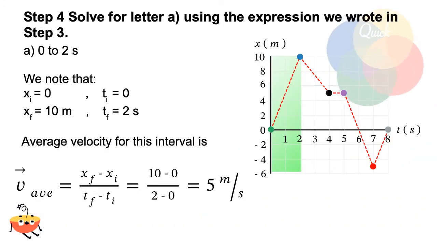Step 4. Solve for letter A using the expression we wrote in step 3. Take note that both x and t initial is 0, since the particle started from 0 reference, while x final is 10 meters and t final is 2 seconds. Plugging in, the average velocity for this interval is 5 meters per second.